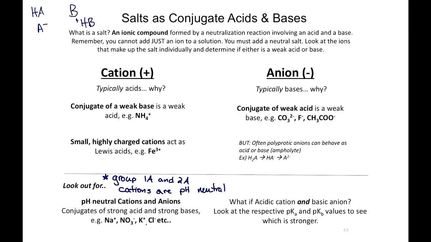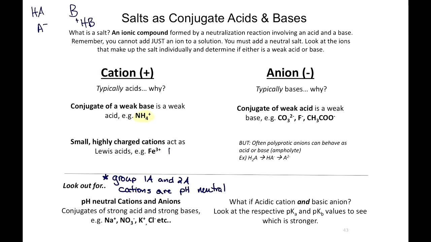So what we're going to see when we form these salts is, if we inspect the salt, notice that the cation part of the salt, remember how we name salts, it's always cation then anion. If you look at the cation, typically these are acids because they're the conjugate acid of bases. So if you're going to have an acid, it's going to be in the cation slot. Examples would be the conjugate of a weak base, like ammonium, or Lewis acids.